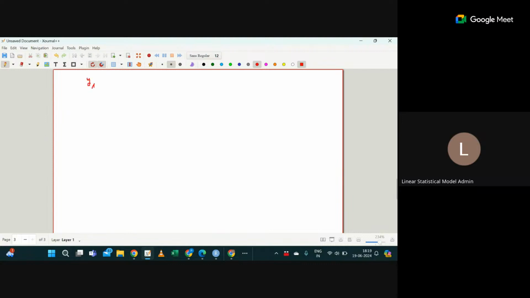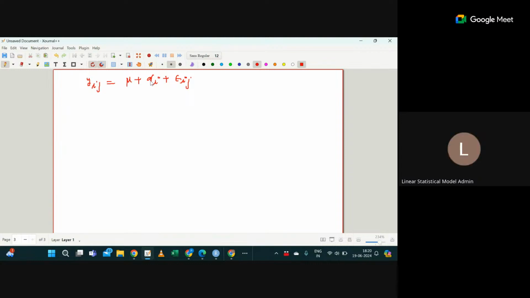Let me write y_ij equals mu plus alpha_i plus epsilon_ij. Here, mu represents the overall effect, and alpha_i represents the effect for the ith treatment, correct?